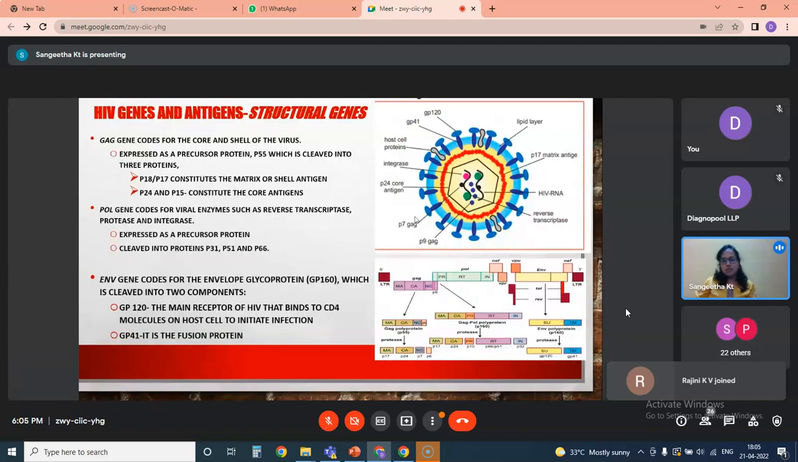Now coming to the genes of HIV and the antigens coded by them, we have three structural genes: the gag gene, the pol gene and the envelope, that is the env gene. The gag gene is expressed as a precursor protein, P55. The gag gene is responsible for coding the matrix antigen, which is P18 or P17 as we call it, and the icosahedral nucleocapsid, that is the P24 antigen.